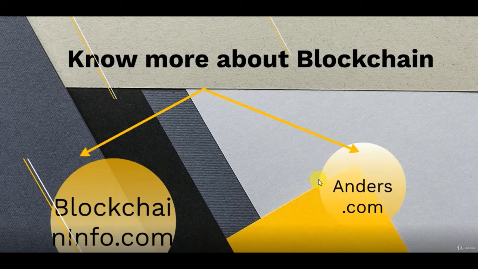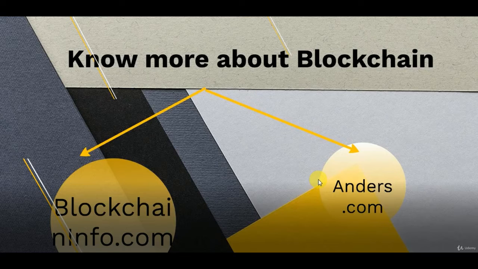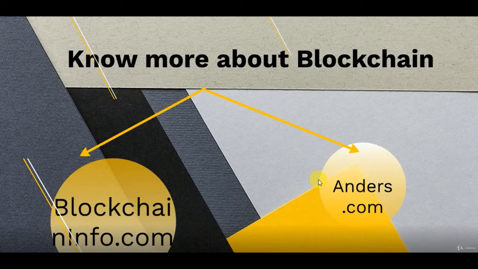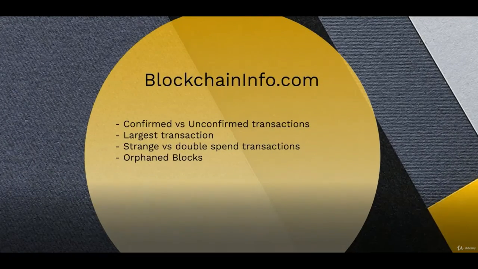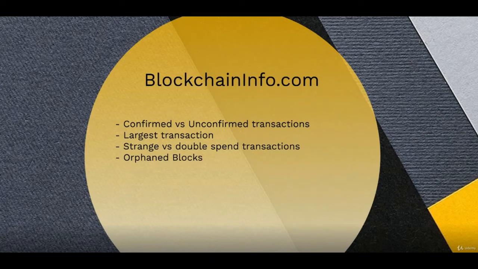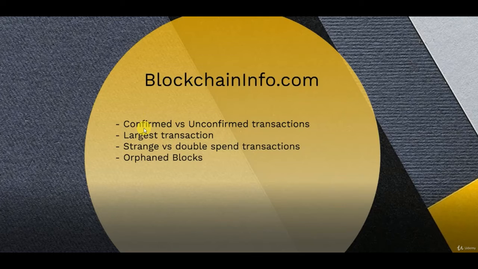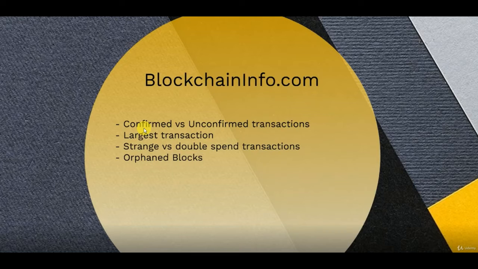So today we are going to see the blockchain info site and then the Anders site. These two sites are very interesting, so we can look into each and everything on these sites. On blockchain info, we can see the confirmed transactions. Whenever you make a transaction, it is in the unconfirmed state initially, and once the miner mines it and your block is added to the blockchain, then your transaction will be a confirmed transaction.